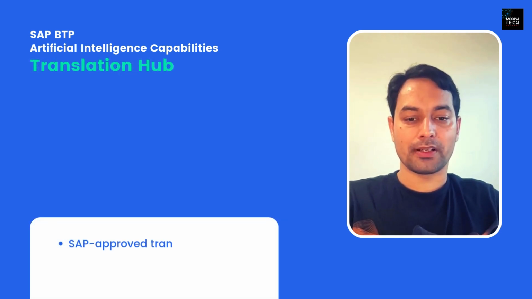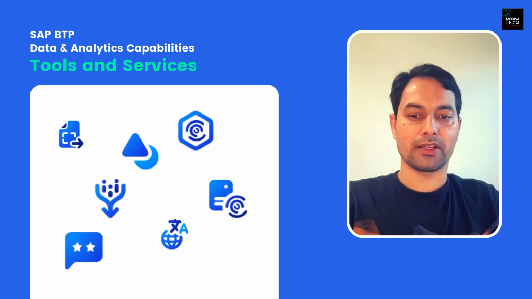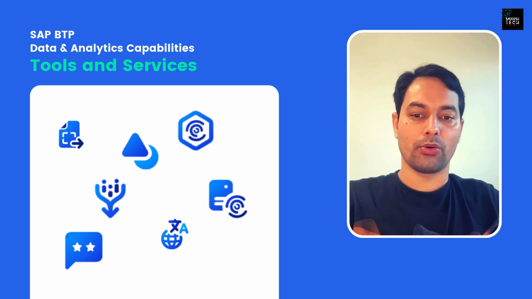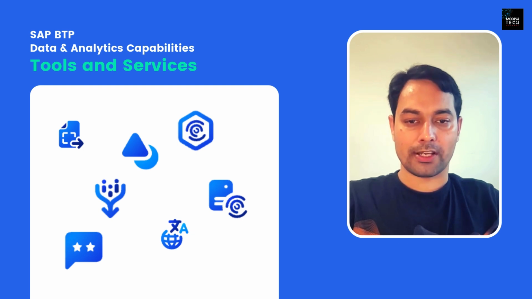Translation Hub, as explained earlier, is a collection of SAP approved translations, but it also gives you machine translations if it's not available in the SAP repository. So while explaining the capabilities, I've already explained the services which are available on SAP BTP for AI. For business AI services, it's personalized recommendation, data attribute recommendation, business entity recognition, and document information extraction. Plus, you have AI Core, AI Launchpad, as well as your Translation Hub.